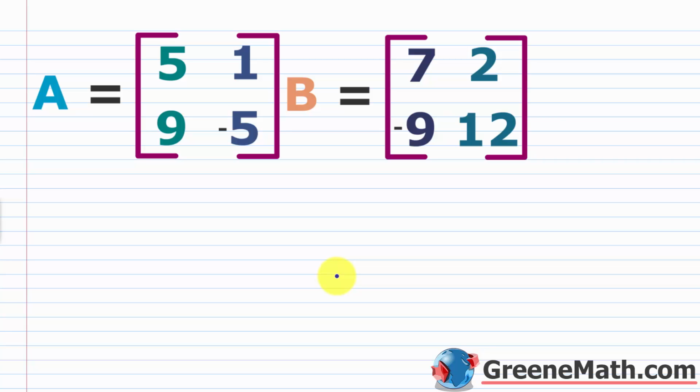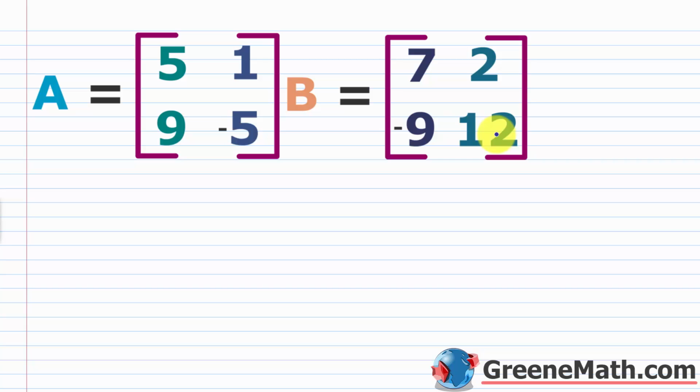So again, when you subtract matrices, it's the same thing. You have to have 2 matrices with the same order, or again, same size or dimensions, whatever you want to say. In this case, we're going to start out with A, which has the elements 5, 1 in the first row and 9, -5 in the second row. And then B, which has the elements 7, 2 in the first row and -9, 12 in the second row, or the bottom row. So each of these is a 2 by 2 matrix, right? 2 rows and 2 columns.